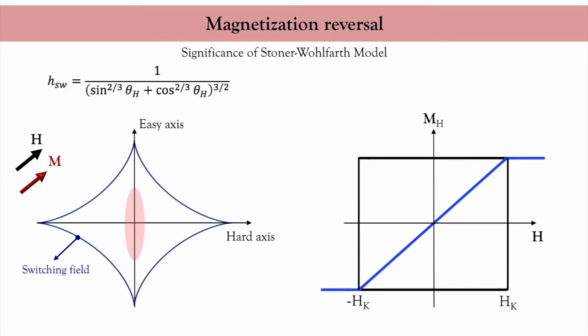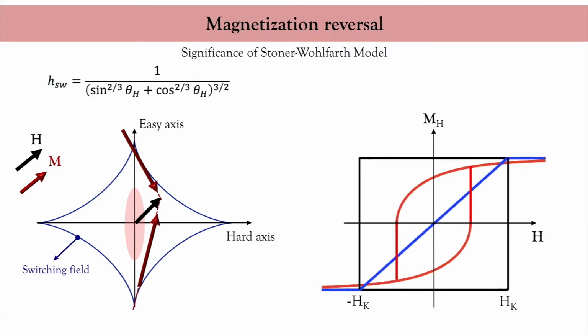Finally, let me take an intermediate case. I apply the magnetic field at 45 degrees. I can build the tangents to the asteroid as before, which gives me the two possible directions of the magnetization. The resulting hysteresis loop is reported on the right graph as the red curve.